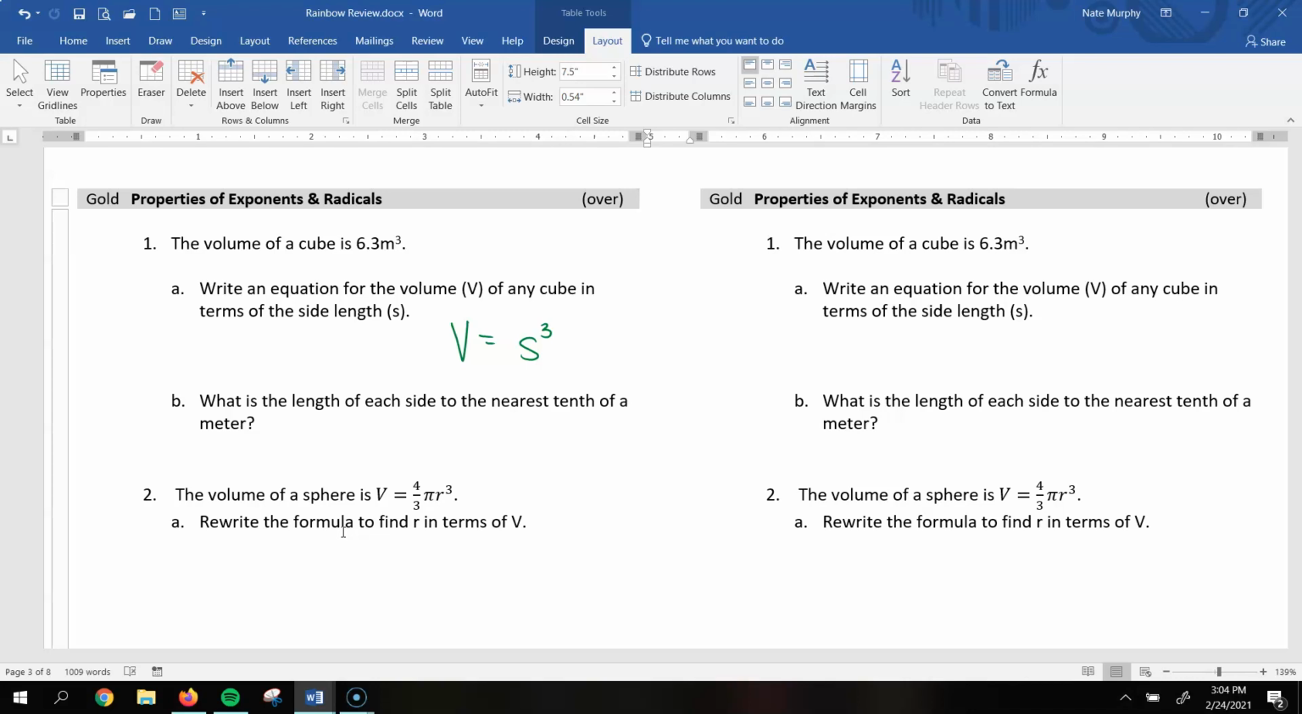So then it says, what is the length of each side to the nearest tenth of a meter? So that's referring to this specific one. We would have 6.3 equals s cubed. And the way that I want to do this is I want to take the cubed root of both sides. So if you take the cubed root of 6.3, you're going to end up getting 1 point. Now it says to round to the nearest tenth. So again, the cubed root will undo the third power. So you're going to be left with 1.8 approximately meters would be your answer.